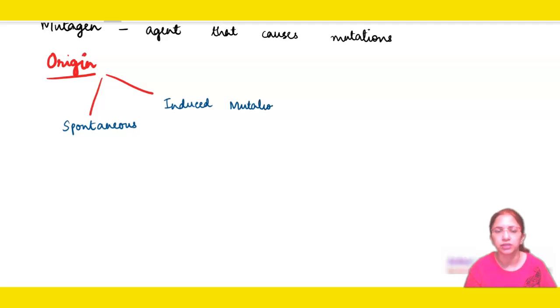Spontaneous mutations are the ones which happen on their own, as the name makes sense again. Induced will be the one that is induced somehow. So spontaneous happens on its own, while induced is caused because some factors are provided and they cause mutations.